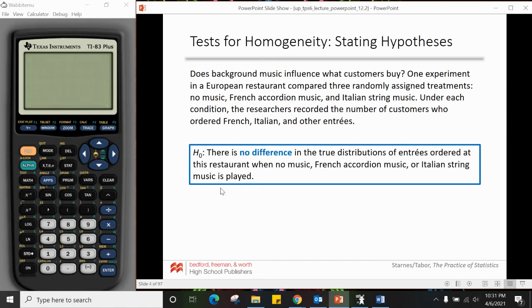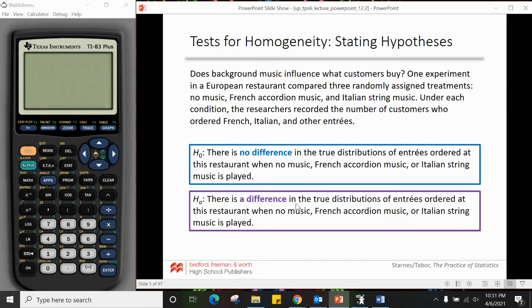So our two hypotheses are: our null hypothesis is there is no difference in the true distribution of entree orders at this restaurant when no music, French accordion music, or Italian string music is played. And the alternative is there is a difference in the true distribution of entrees ordered at the restaurant.